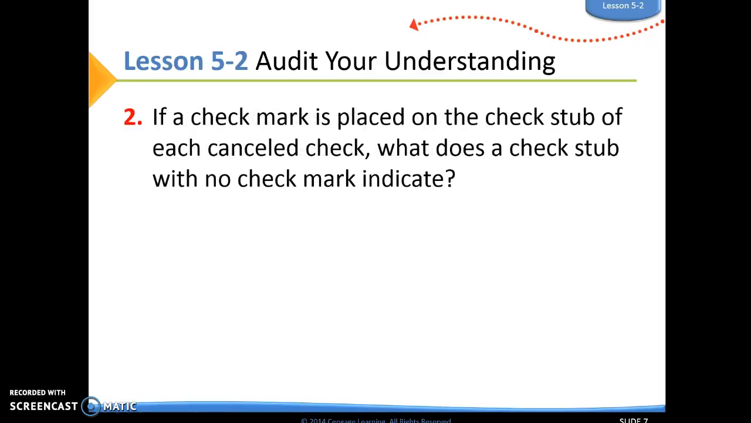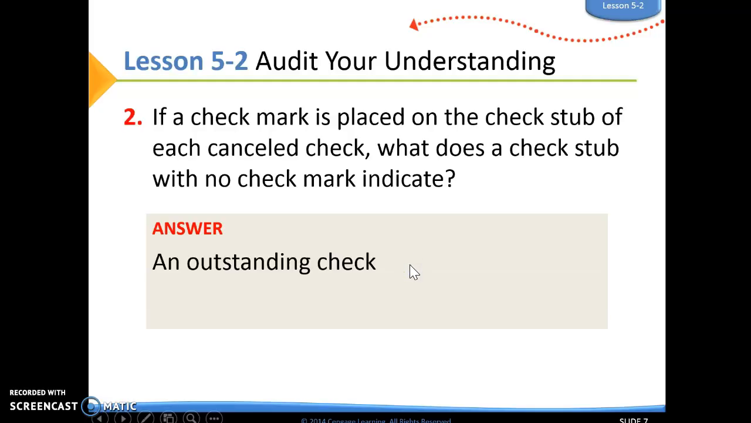Number 2, if a check mark is placed on the check stub of each canceled check, what does a check stub with no check mark indicate? So this is kind of where I was talking about those outstanding checks and those outstanding deposits. When we are looking through to figure out if something is canceled or something is outstanding, we are going to look through every single check stub. If it appears on our bank statement, we're going to put a check mark next to it. That's going to mean that it is a canceled check. So if it does not have a check mark next to it, that means that it is an outstanding check.